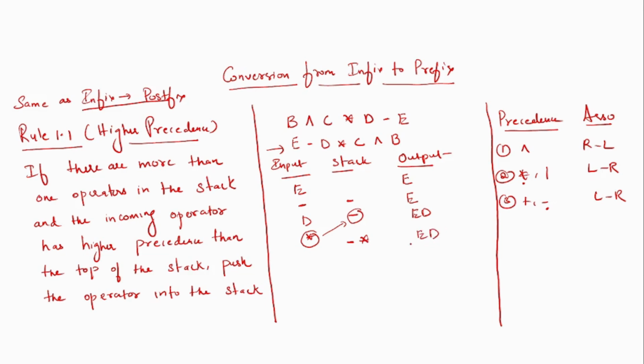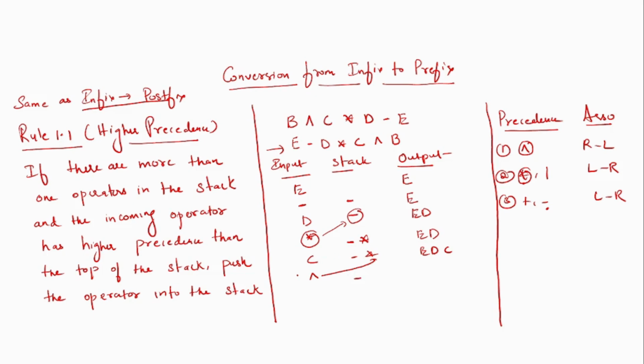And now comes the token called c. For c, e d c as it is. Then comes exponential. Now we compare exponential with star at the top of the stack, right? As we can see here, exponential has the highest precedence. It has more precedence than a star, right? Therefore I just push exponential into the stack.